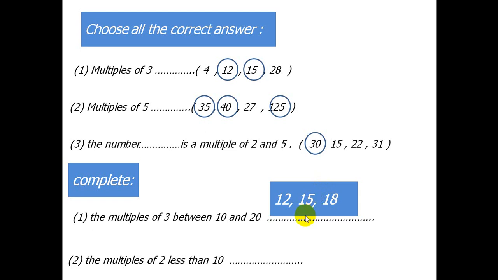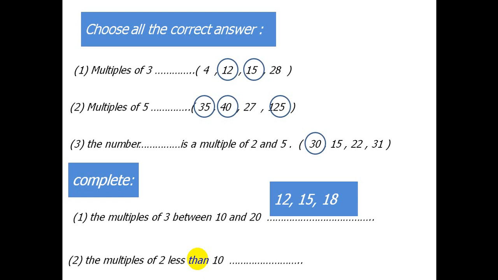The multiples of 2 less than 10. Only the numbers smaller than 10. Can we take after 10? No. Okay, let's start. The multiples of any number start from 0. Write 0. And after it, jump how many steps here? He said the multiples of 2, so I will jump 2 steps only.